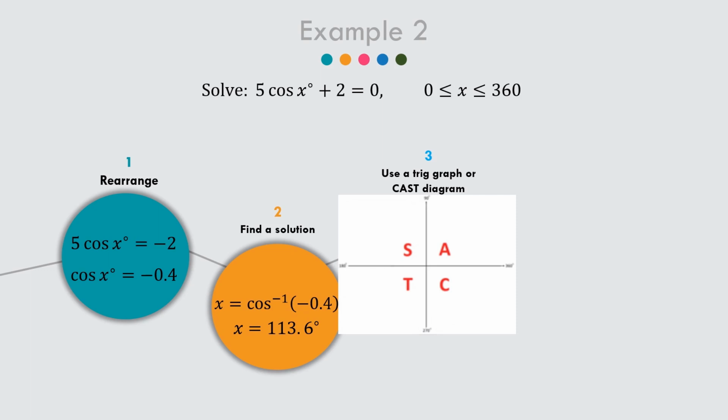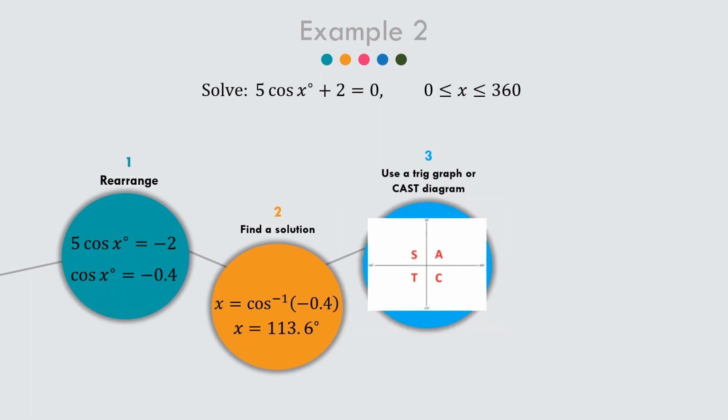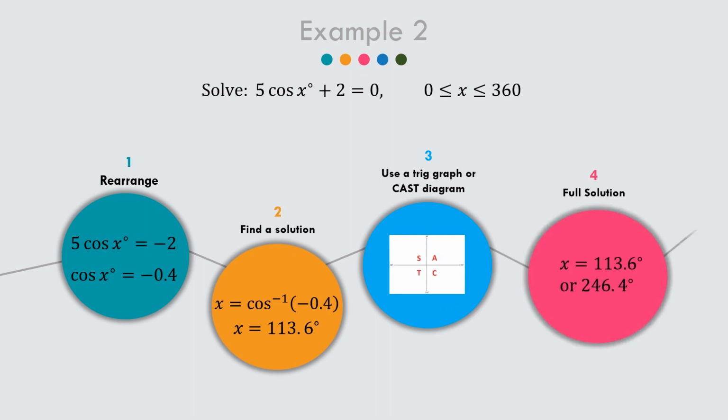There are only 2 reasonable things to do here. Either add 180 to our first answer, or subtract our first answer from 360 degrees. Well, if we add 180 degrees, that gives us 293.6. That pushes our angle into the cos quadrant, so this cannot be the answer. This leaves us with 360 minus the 113.6, which gives us 246.4 degrees, which puts us in the tan quadrant, which is where we want to be. Finally, write down the full solution.